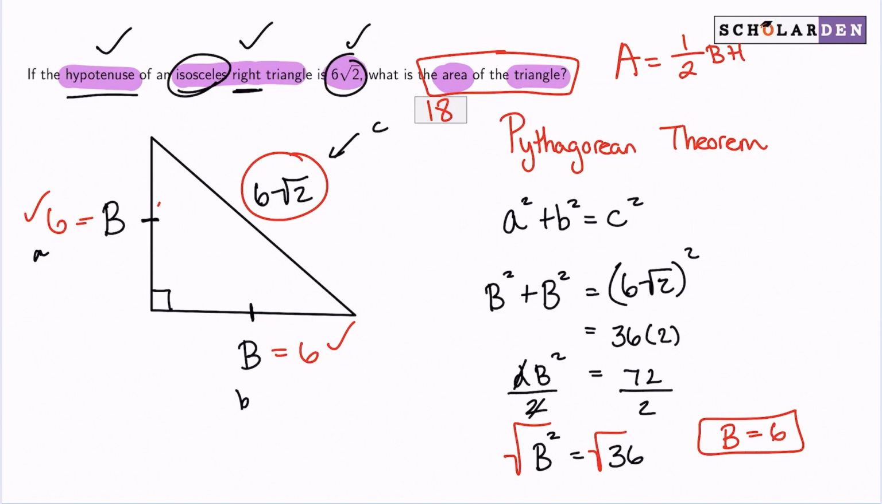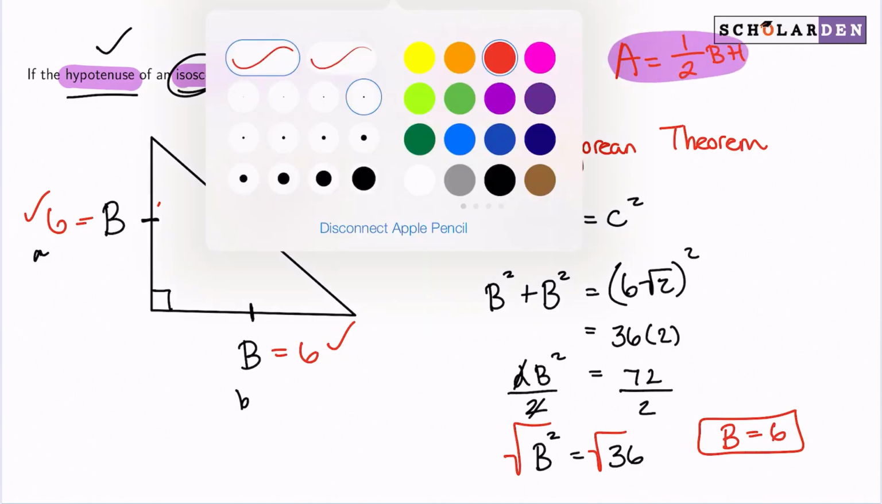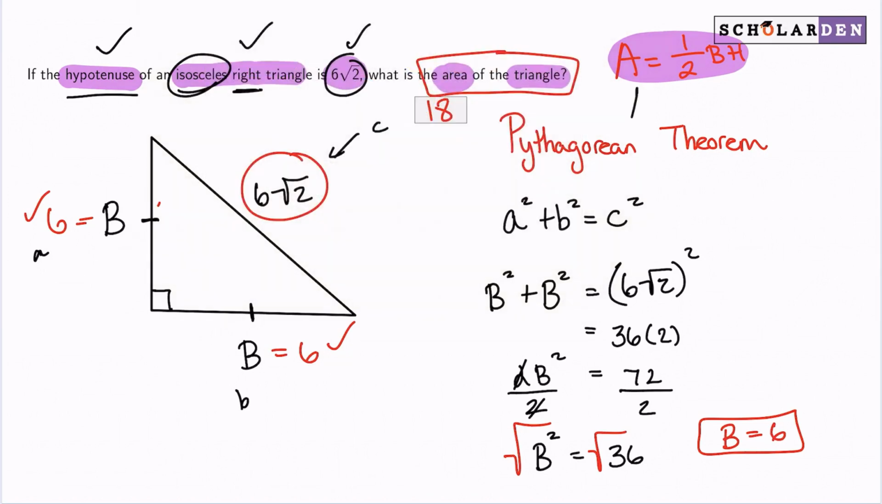So now that I know what my base and my height are, I can apply my area formula, which is exactly what I wanted to do from the beginning. So my area equals 1/2 times 6 times 6, which is half of 36, which equals 18. Boom. And that's why 18 is the answer. So I really hope that this explanation made sense.